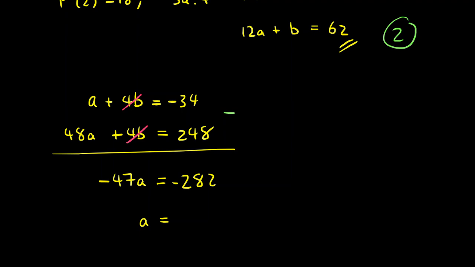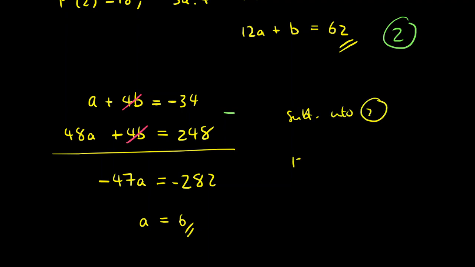Let me just get my calculator out. There it is. So 282 divided by 47 is 6. So I get there that a is equal to 6. Okay, like that. And if we've got a is equal to 6, well, we can substitute in, can't we? So substitute into 2.